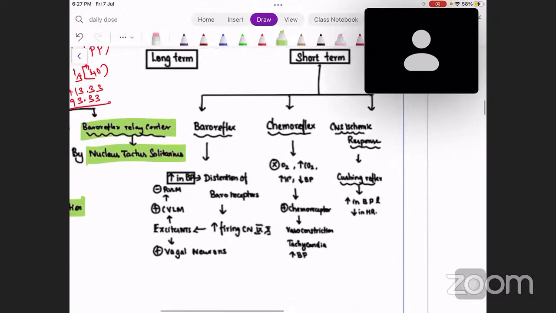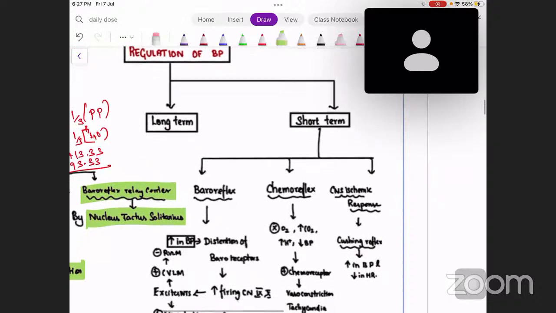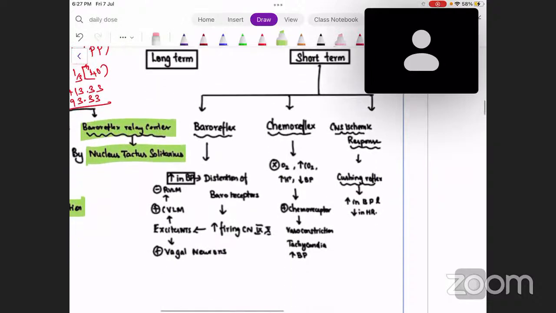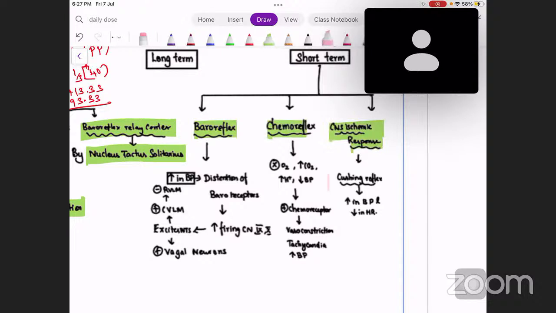How is BP regulated? BP is regulated by long-term and short-term regulation. In short-term regulation, one is the baroreflex, another is the chemoreflex, and another is the CNS ischemic response, which is mediated by the Cushing reflex. The chemoreflex is triggered by lack of oxygen, which stimulates the chemoreceptors and produces vasoconstriction and tachycardia, thereby raising the BP.